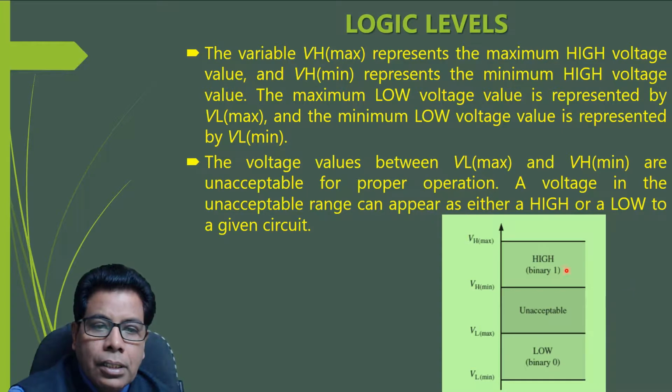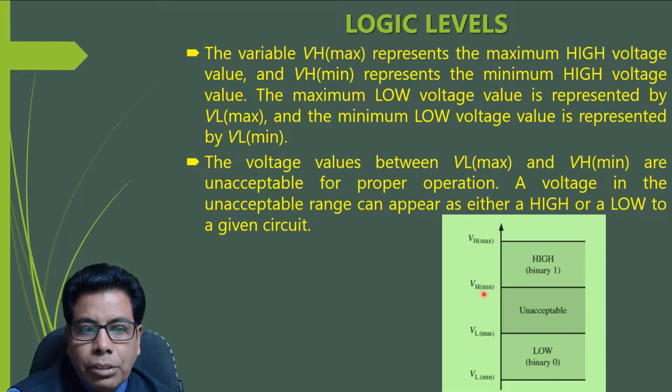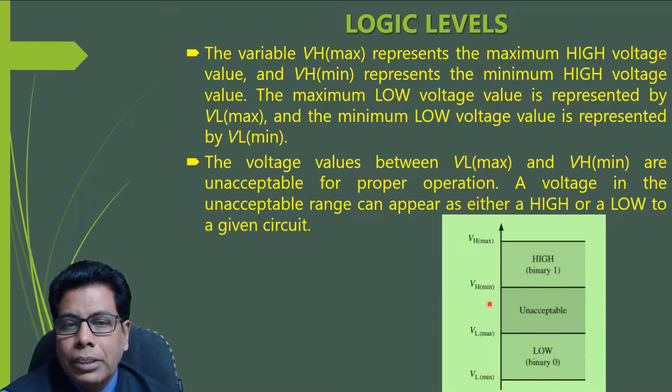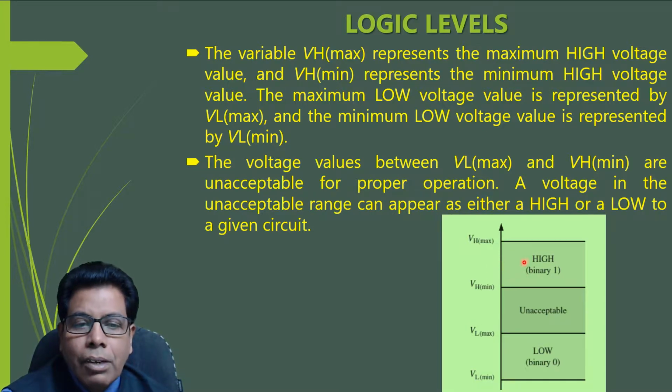So here you can see this is the range for high, VH max and VH min. That represents binary 1 or high. Similarly, VL max and VL min represent binary 0 or low. The values of VH min and VH max will depend on the particular digital family.